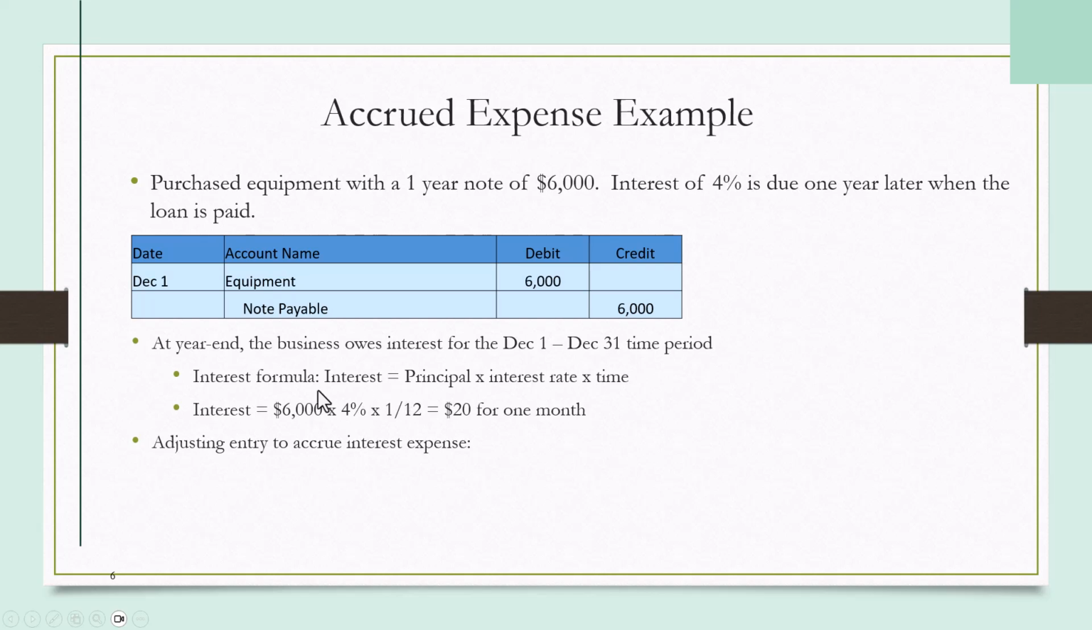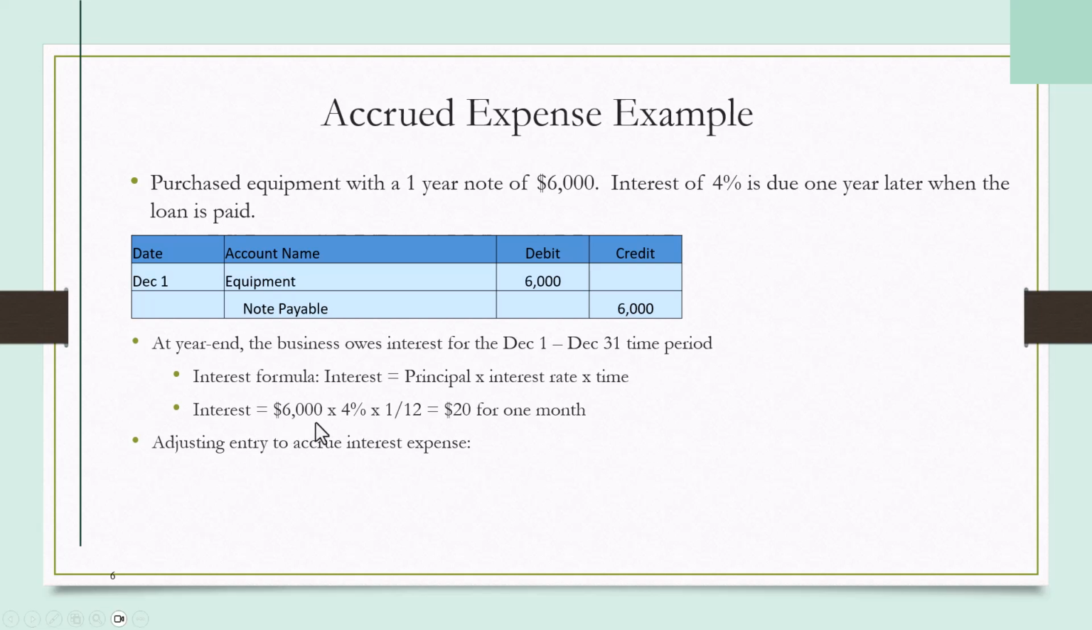You would use a formula to calculate the interest, which is principal times rate times time. So if I plug the numbers in, I would get $6,000 times 4%. And the time, interest rates a lot of times are stated in annual rates. So you want to break that down into what it is per month. So you're looking at 1 out of the 12 months of the year.